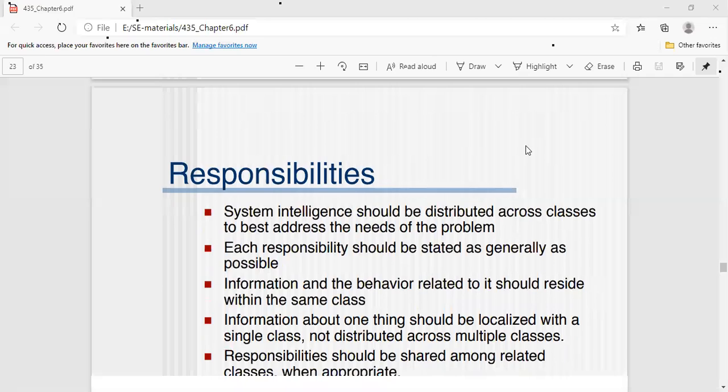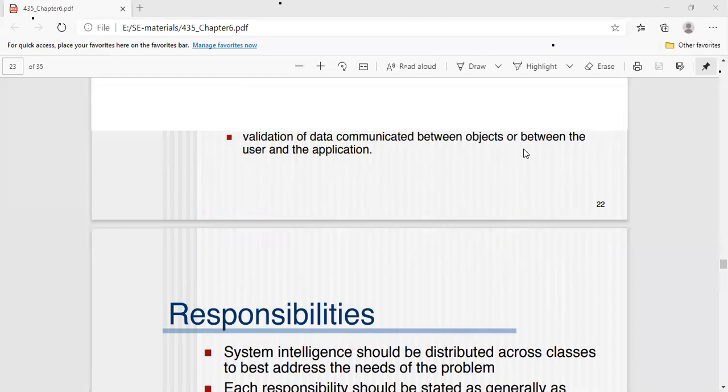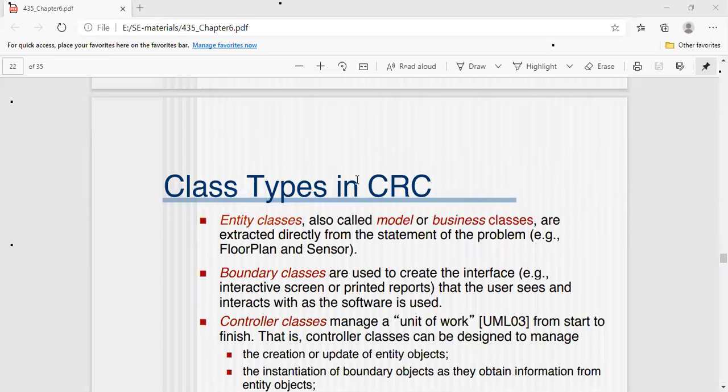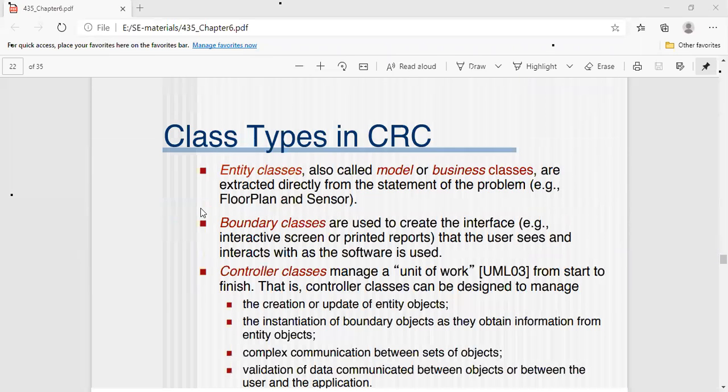In the next slide, we are going to learn about the responsibilities. These class types are the first part of a card, isn't it? Class name, description. Till now we have discussed this first part. Now we are going to discuss responsibilities. After that, collaborators. Clear?